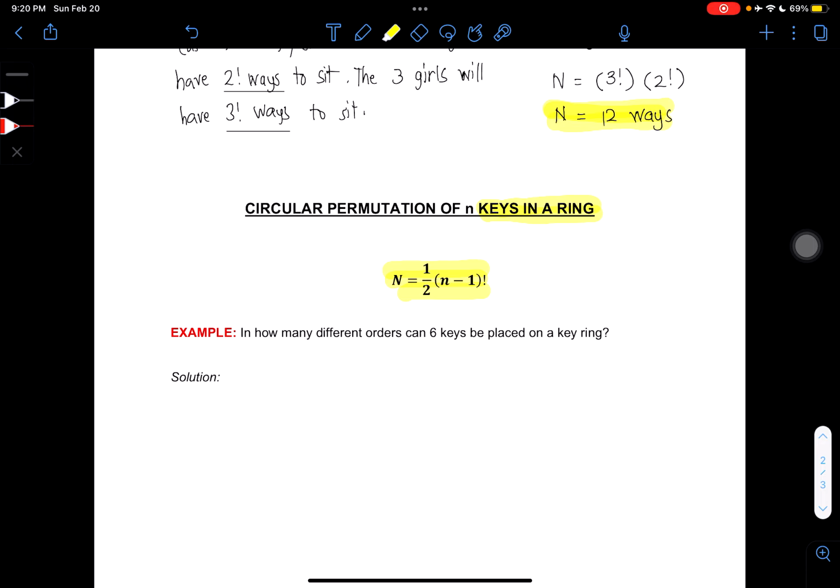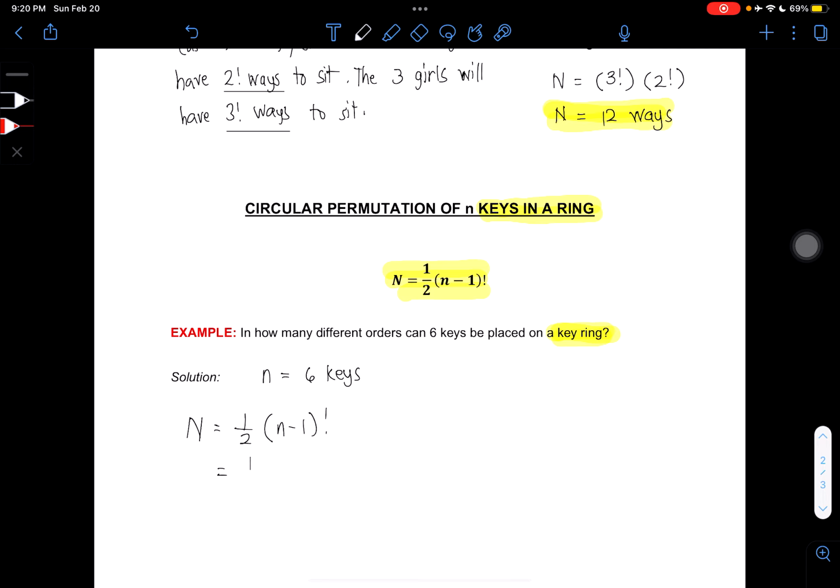So let's have an example. In how many different orders can 6 keys be placed on a key ring? So we can see, since the problem gives the word key ring, so n will use the formula 1/2 (n minus 1) factorial. So in our problem, it gives n as 6 keys.